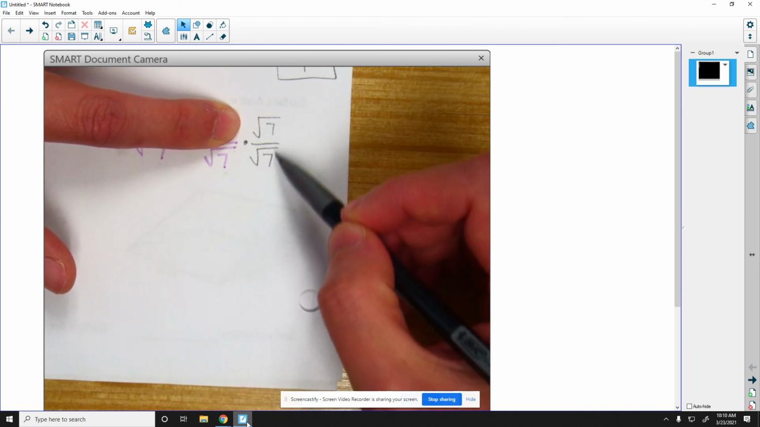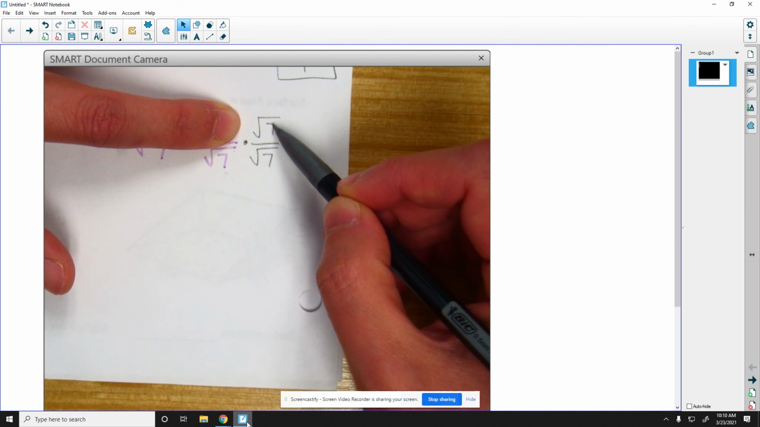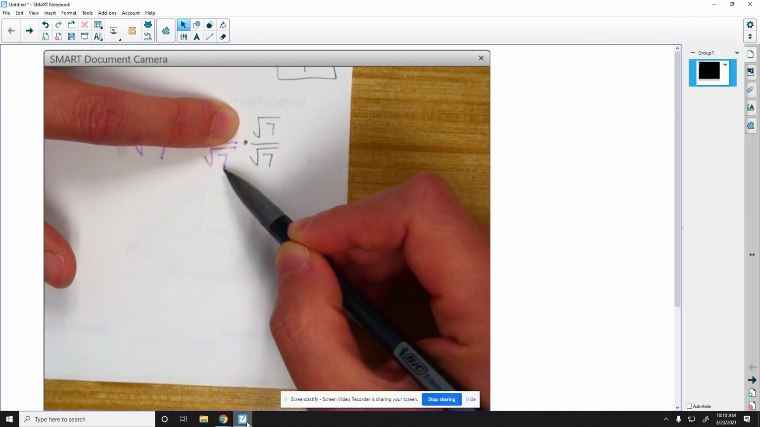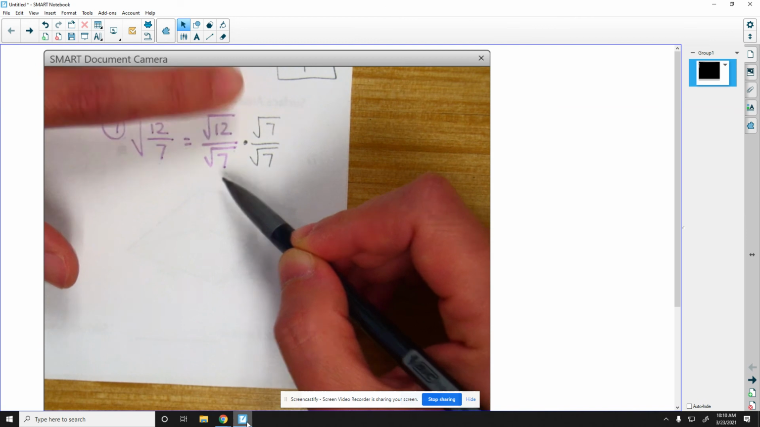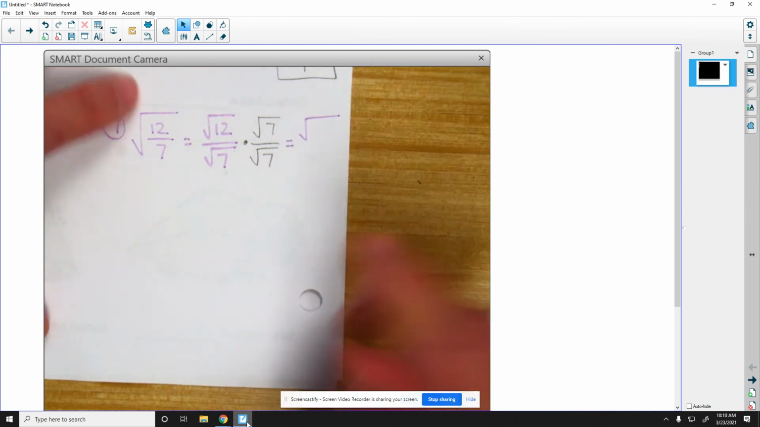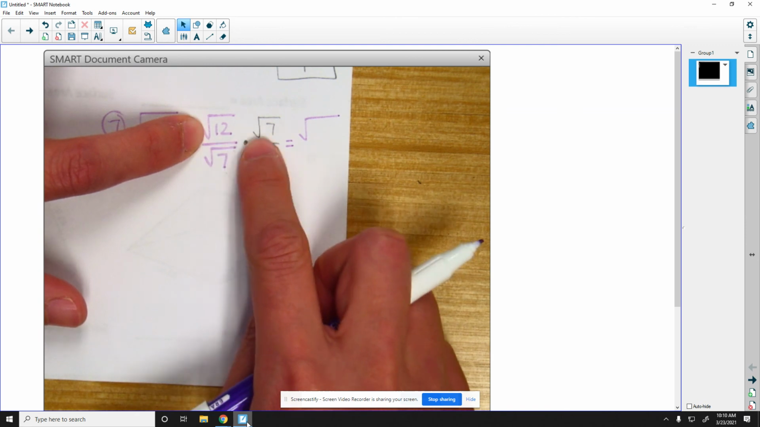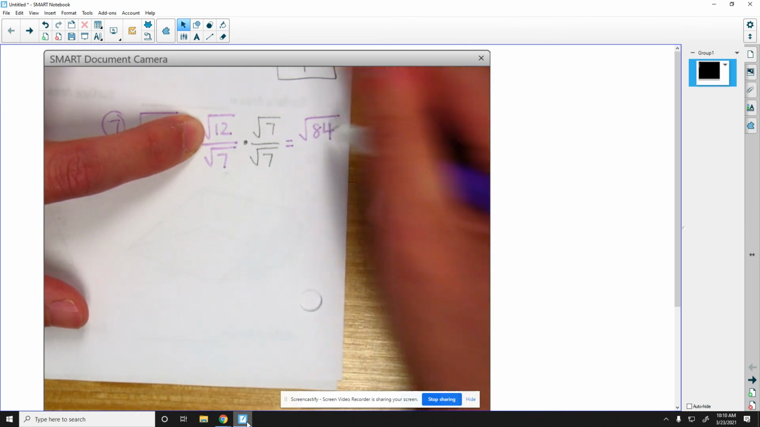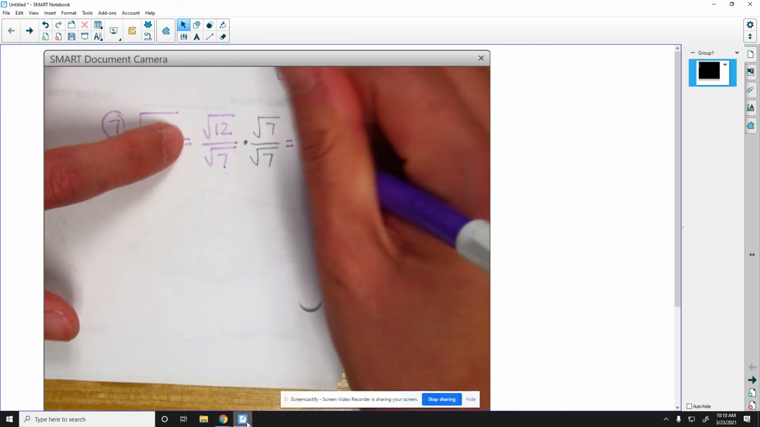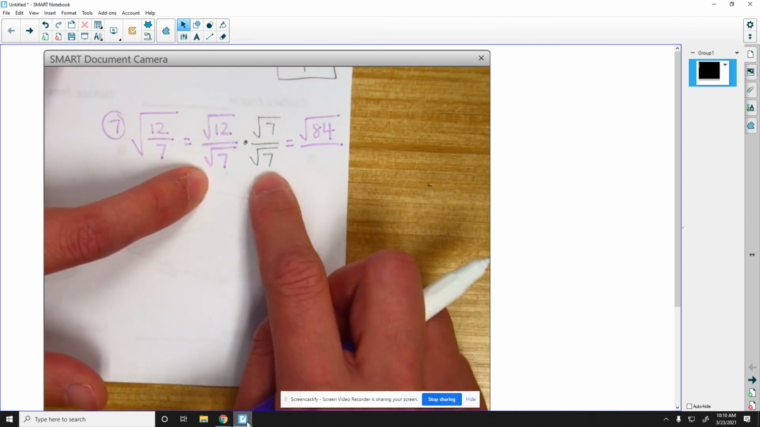So now you're going to multiply the entire problem by square root 7 over square root 7, because again, I cannot have a square root left on the bottom. It wouldn't be simplified. So then on top, 12 times 7 is 84, right? So it's a square root of 84 on top. And then on the bottom, square root of 7 times the square root of 7. Does anyone think they know what that is?